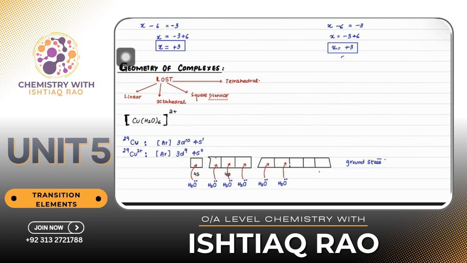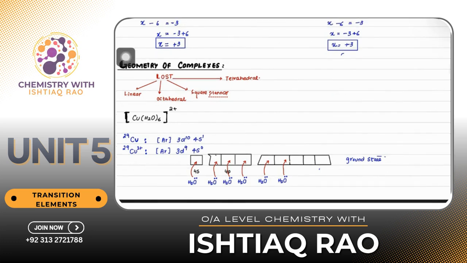How can we find out the geometry of the complexes? We first have to write down the electronic configuration of a particular complex compound, particularly the configuration for the metal ion. Afterwards, we have to see how many electron pairs we have, including lone pairs and bond pairs. On the basis of that, we would be talking about the geometry of the complex compounds.